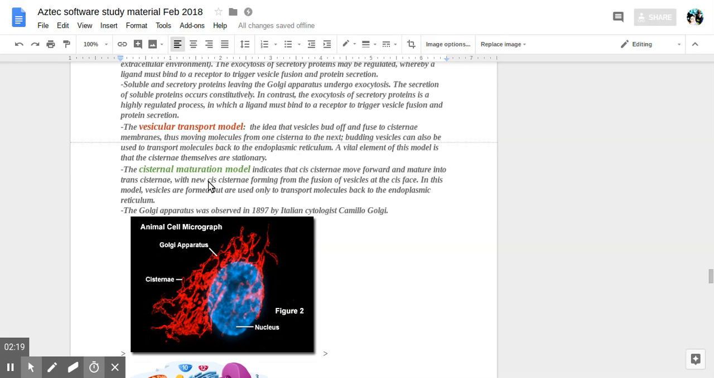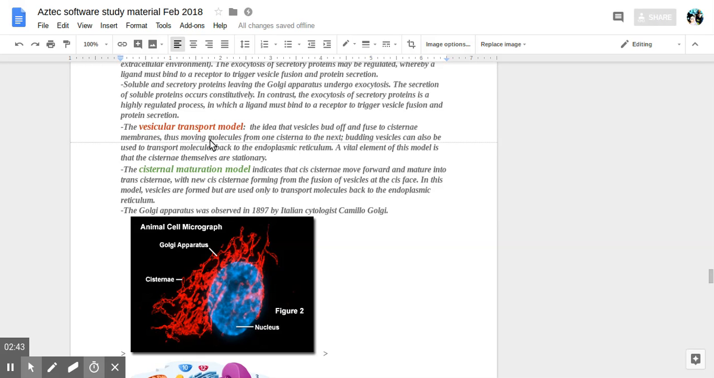Vesicular transport model is the idea that vesicles bud off and fuse to cisternae membranes, moving molecules from one cisterna to the next. Budding vesicles can also be used to transport molecules back to the endoplasmic reticulum. A vital element of this model is that the cisternae themselves are stationary.